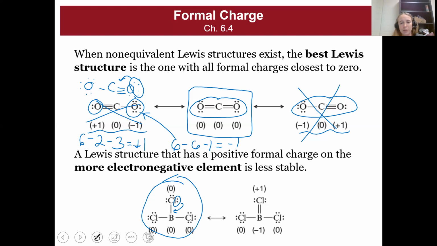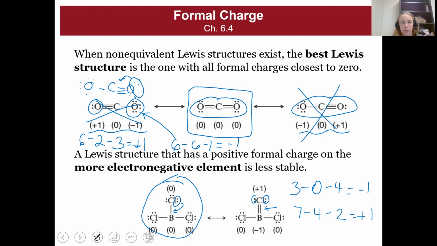So if we do that, then what happens? So boron has 3 valence electrons, and now it has, so it doesn't have any lone pairs still, but now it has 4 bonds. So boron has a -1 formal charge. Chlorine, on the other hand, chlorine had 7. It now only has 4 non-bonding electrons, 2 lone pairs, and 2 bonds.